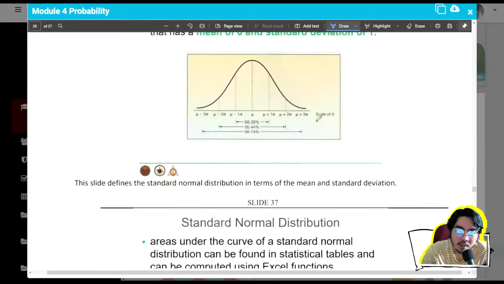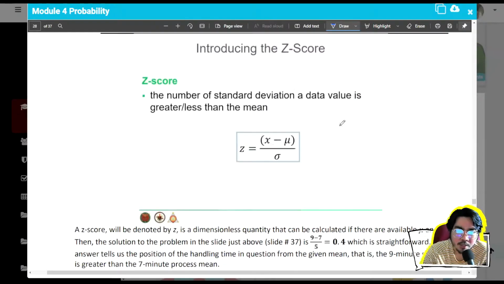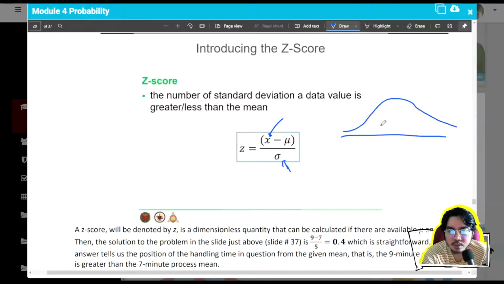And that is where your Z transformation comes into play. So, like a Z score, this is known as the Z transformation. To do the Z transformation, X here is your specific value, the value you want to transform. Mu here is the observed mean, and sigma here is the standard deviation.